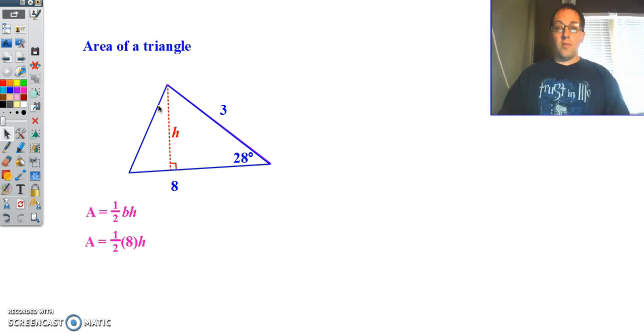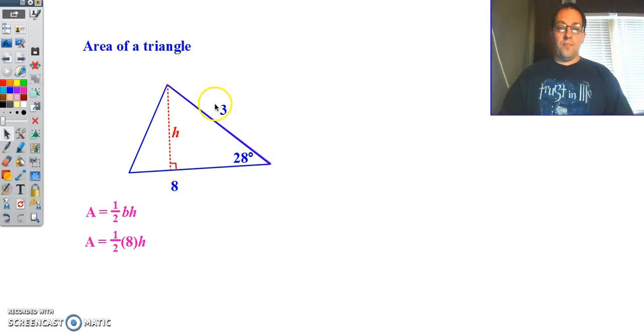Well, some of you may be thinking we could use the Pythagorean theorem, right? We've got a right triangle here. Well, we've got a hypotenuse, but how long is the length of this segment here for this triangle? We don't know. It's not 4, because the altitude does not divide the base into equal sections. It doesn't bisect the base. So we can't do that.